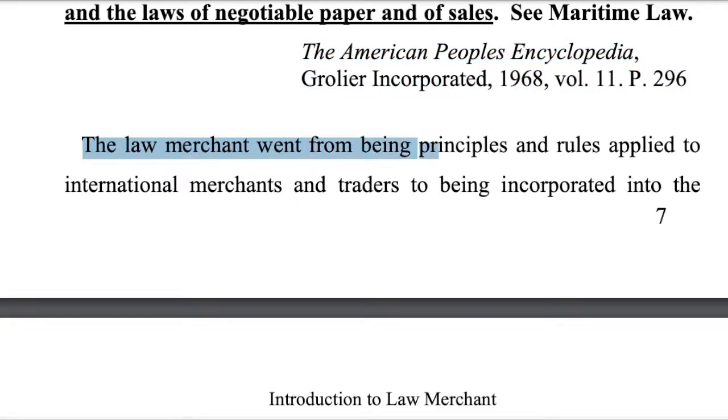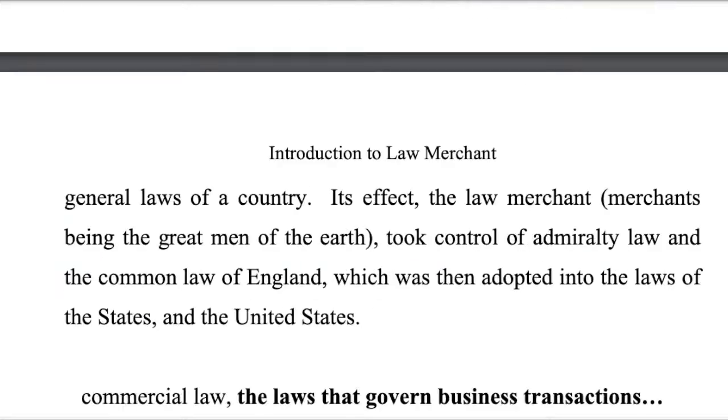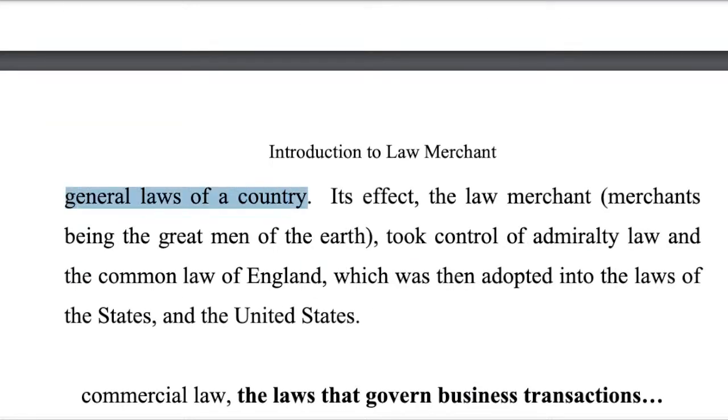The law merchant went from being principles and rules applied to international merchants and traders to being incorporated into the general laws of a country. In effect, the law merchant, merchants being the great men of the earth, took control of admiralty law and the common law of England, which was then adopted into the laws of the states and the United States.